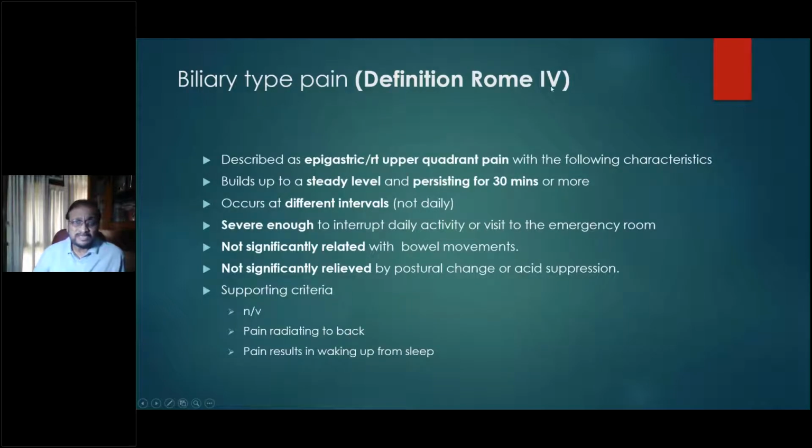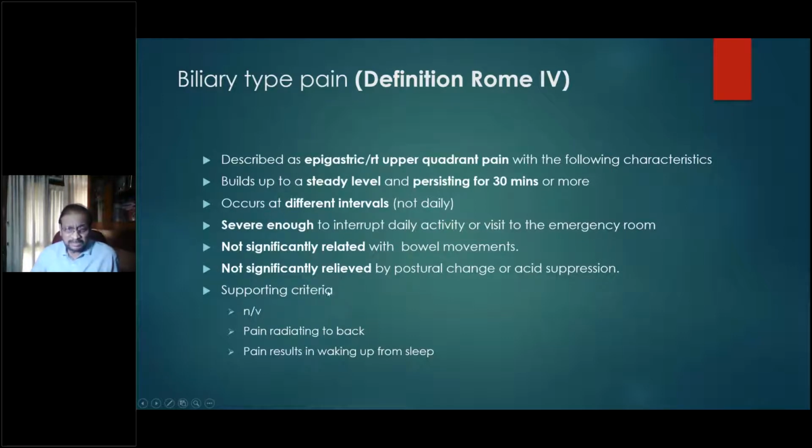Now, what is biliary pain? This is again a definition by Rome 4. So in future, if you are asked what a typical biliary pain is all about, number one, all these things are important. It is described as number one, an epigastric or right upper quadrant pain. It should be a steady level and last for 30 minutes or more. It should occur at different intervals, that means not daily, occurring 2 days or 3 days or 4 days. Severe enough to interrupt activity or lead to an emergency visit.